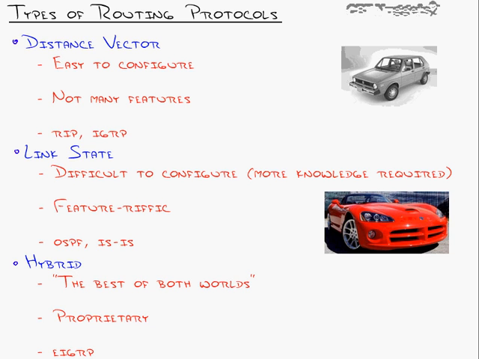And the two examples are OSPF and ISIS. ISIS was the routing protocol for the OSI protocol. A lot of people just think OSI was a model, but there is an OSI protocol that is out there, and it's even better than TCP/IP, but not many people use it.